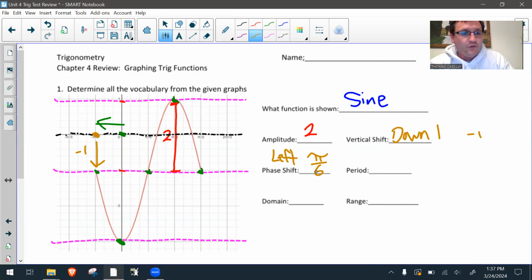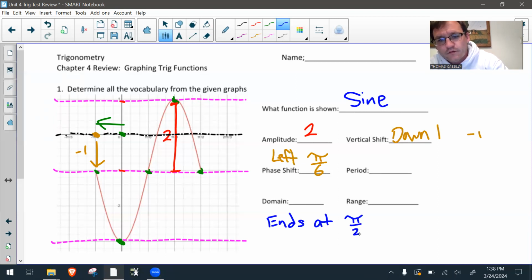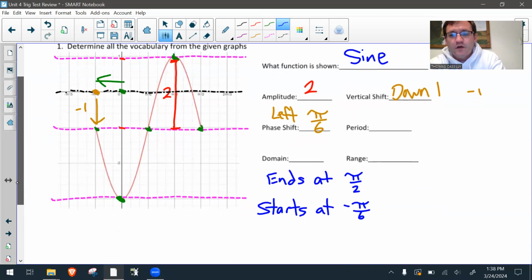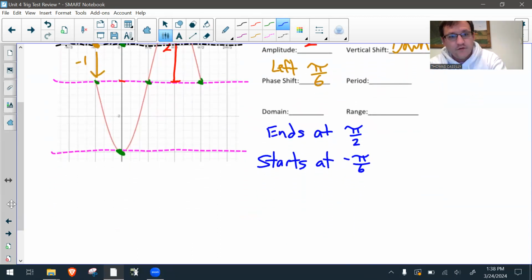The period. How long is this thing lasting? So the period, we have to figure out where it starts and where it ends. So it ends at pi/2. Right? Starts at, we said, -pi/6. All right, so to figure out how long the period is on this thing, all we have to do is subtract these two numbers. All right, so I'm just going to do the ending point minus the beginning point.